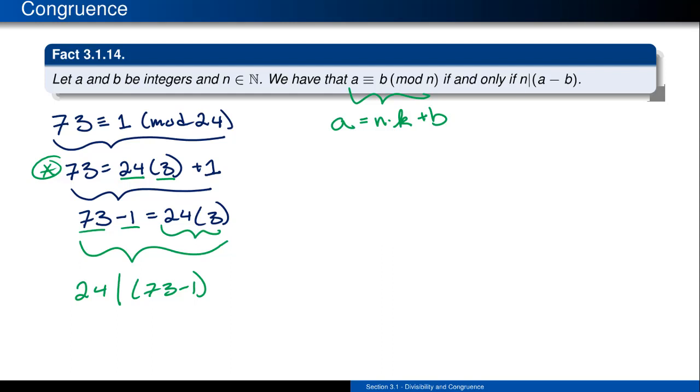So in this case, what I want to think about is what this idea of n dividing A minus B actually means. What happens when I'm talking about divisibility is that A minus B is going to equal some integer multiple of n.